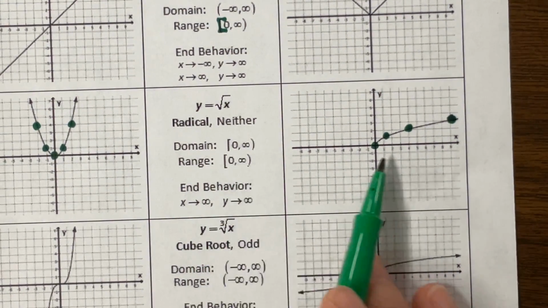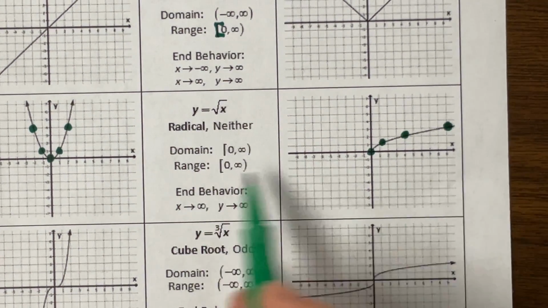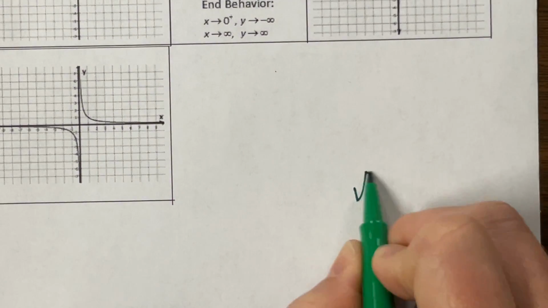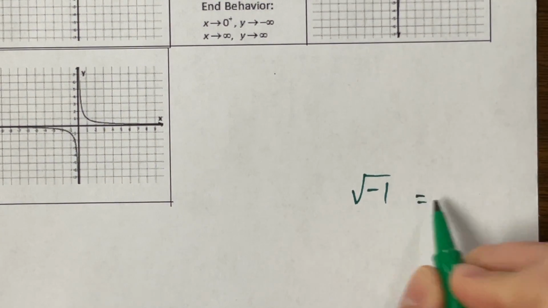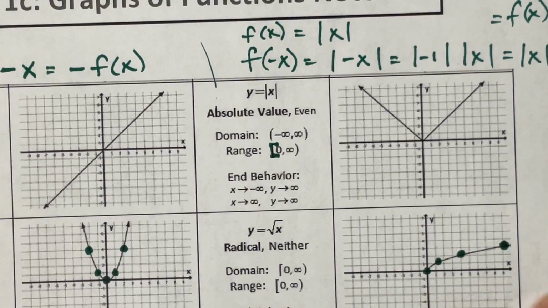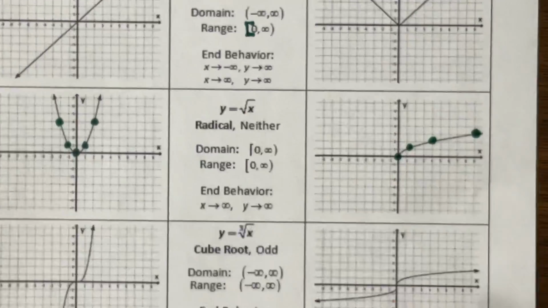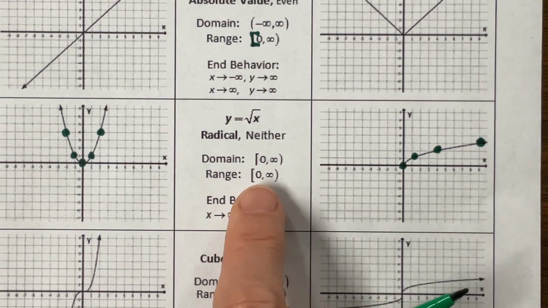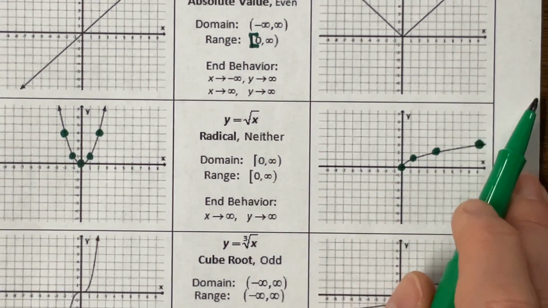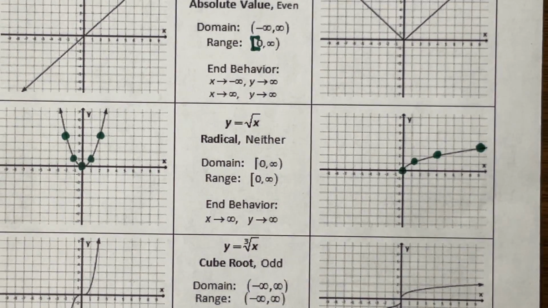Okay, so my domain, I can't take the square root of a negative. If I try to, I leave the real world, and we're only graphing real x values and real y values. If I tried to say something like the square root of negative 1, it does have a mathematical answer, the value i, but on our x-axis and our y-axis, we are graphing real numbers. Okay, so the domain and the range are both 0 to infinity. And on this one, as x goes to infinity, y will also go to infinity. x can't go to negative infinity, so we don't need to write that.